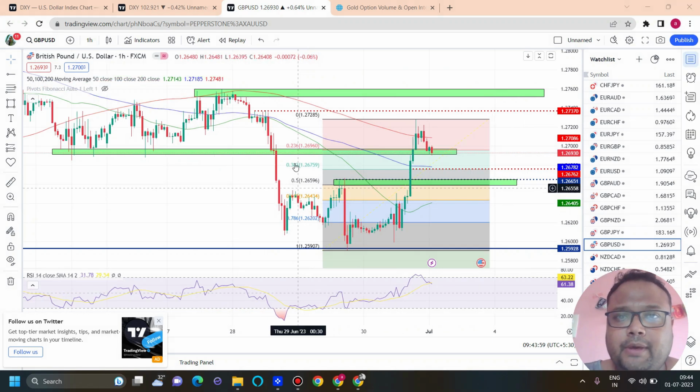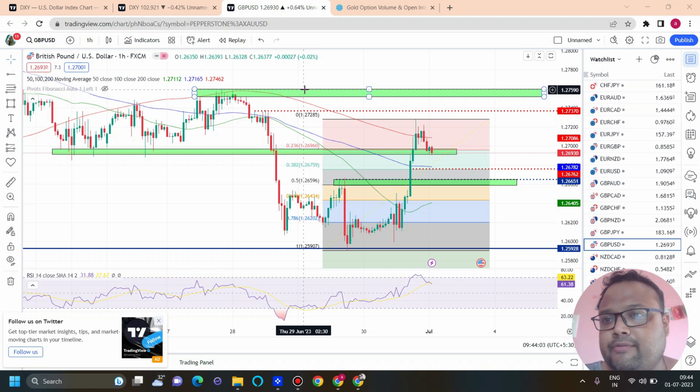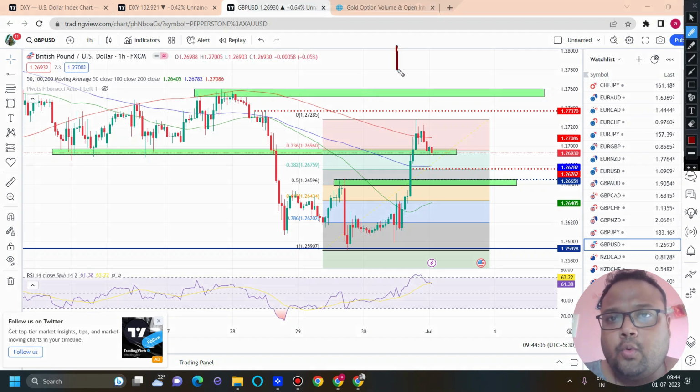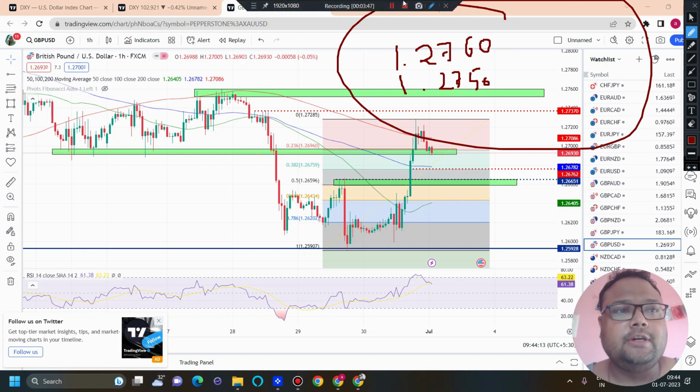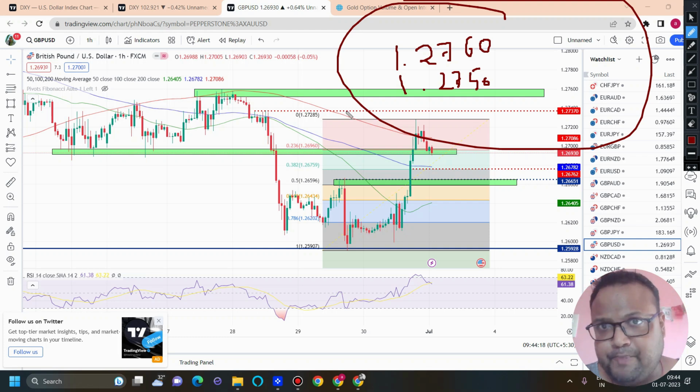On the chart of GBPUSD, the strongest sellers are present around 1.2760 to 1.2750. This is the best resistance on the chart of GBPUSD, where we can expect the strongest sellers to be present. On Monday or by Tuesday, if there is a sudden upside on the chart of GBPUSD, then GBPUSD will be facing some trouble around this area.